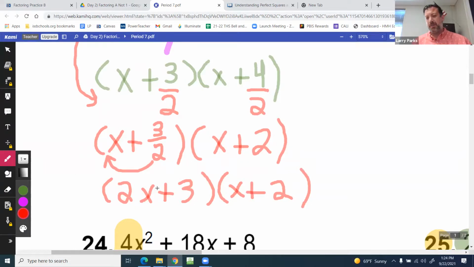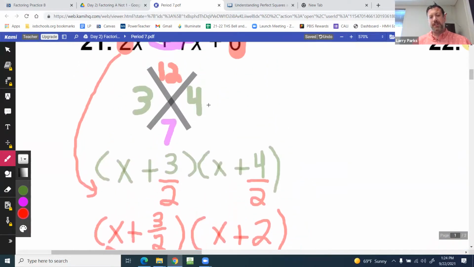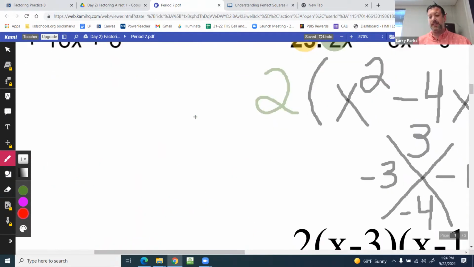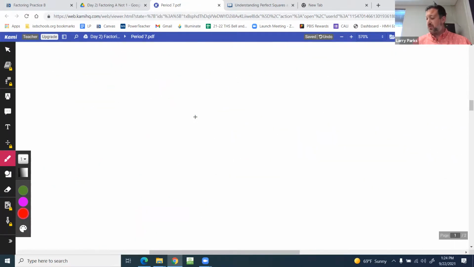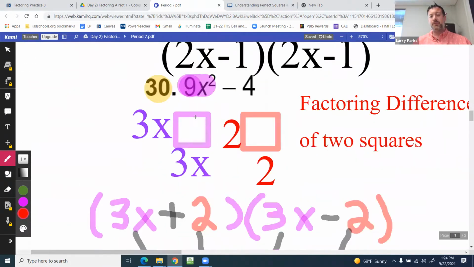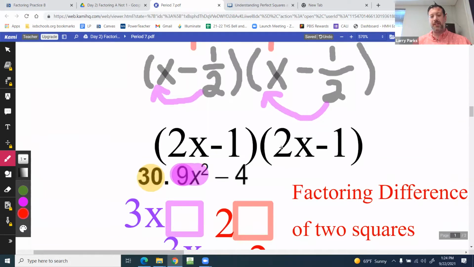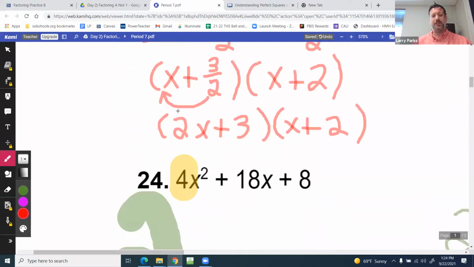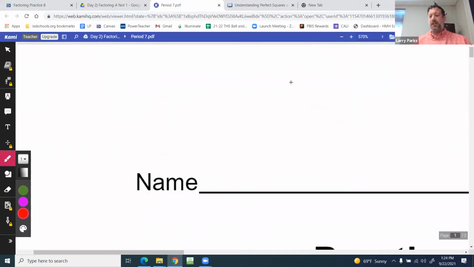Notice this was not a perfect square trinomial. We did not get the same number twice, whereas the one we just did, where'd it go? This one was a perfect square trinomial. We got the same factor twice, so that's why you could do a shortcut, but you cannot do a shortcut on the first one. All right, I think that's enough to get you started.